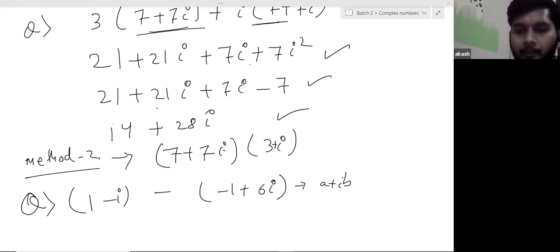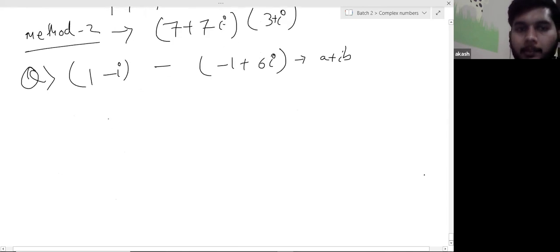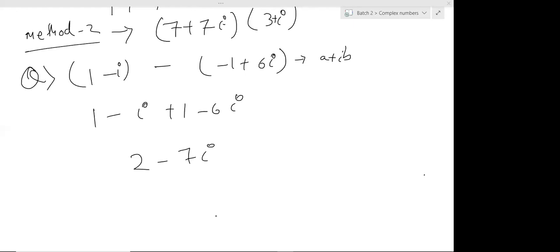All right. Let's see. 2 people have answered that. Very simple question. 1 minus i. Open this bracket. So plus 1 minus 6i. So this is 2 minus 7i. Simple 2-line question. Right? Everyone is right. Alvia, Ali, Atisha, right? Akarsh, clear?